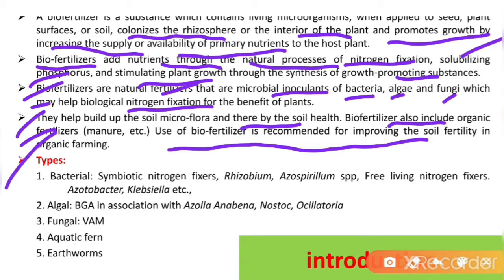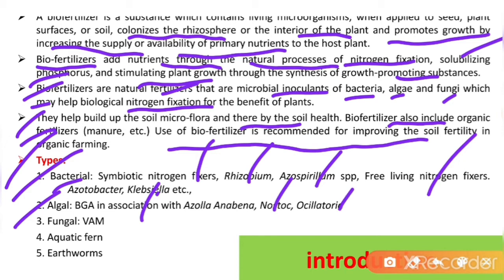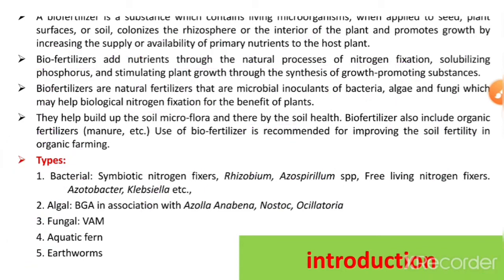Now there are different types of biofertilizers. First one, bacterial biofertilizers. They include symbiotic nitrogen fixers, Rhizobia and Azospirillum species, and free living nitrogen fixers, Azotobacter and Klebsiella species. Second type is algal biofertilizers. In these, blue-green algae in association with Azolla, Anabaena, Nostoc and Oscillatoria. Third one, fungal. An example is VAM. Then there are aquatic fern biofertilizers and earthworm biofertilizers.